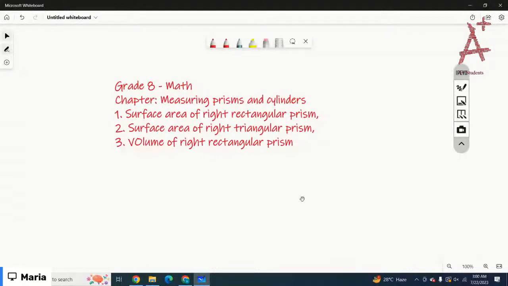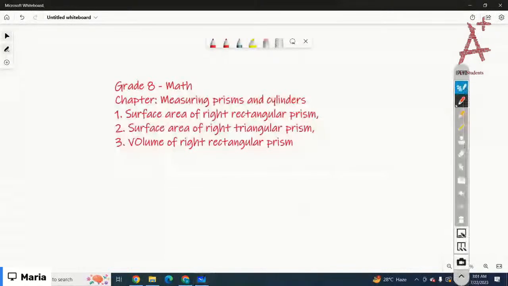We are here for grade 8 math. You can find we are working on the book Maths Make Sense grade 8. You can find all these lessons in the book Maths Make Sense grade 8.